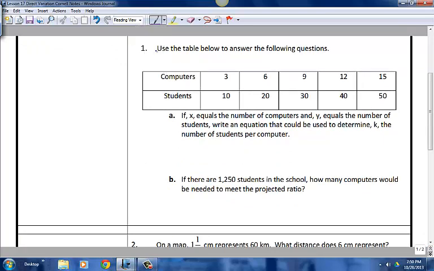It says, use the table below to answer the following questions. If x equals the number of computers and y equals the number of students, write an equation that could be used to determine k, the number of students per computer. So x is computers and y is the number of students. Now I'm looking for an equation where k is the number of students, which is y, per computer. So that means over x. So that's my equation.